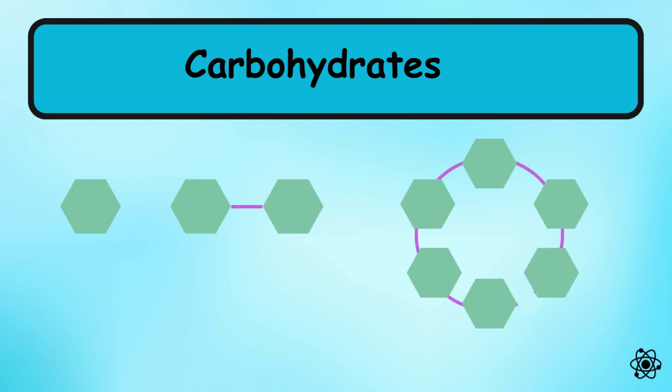This picture illustrates the three types of carbohydrates. A monosaccharide is a single sugar molecule. A disaccharide is when two sugar molecules are linked. A polysaccharide is when many sugar molecules are linked. Examples of many glucose molecules joined together are starch, glycogen, or cellulose.